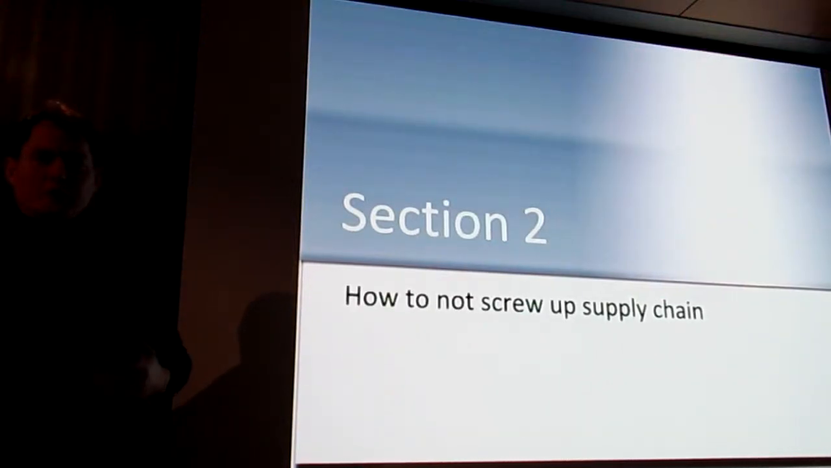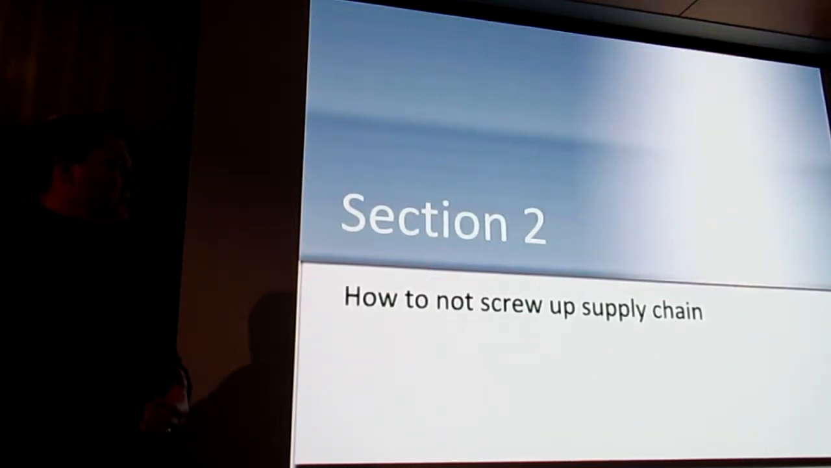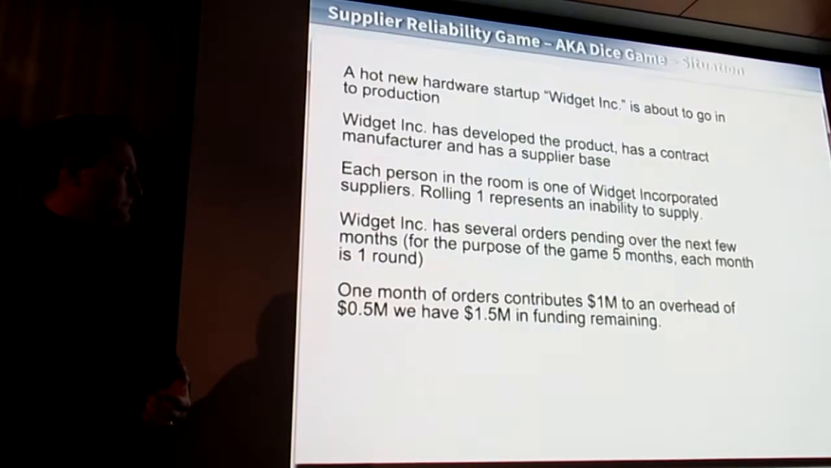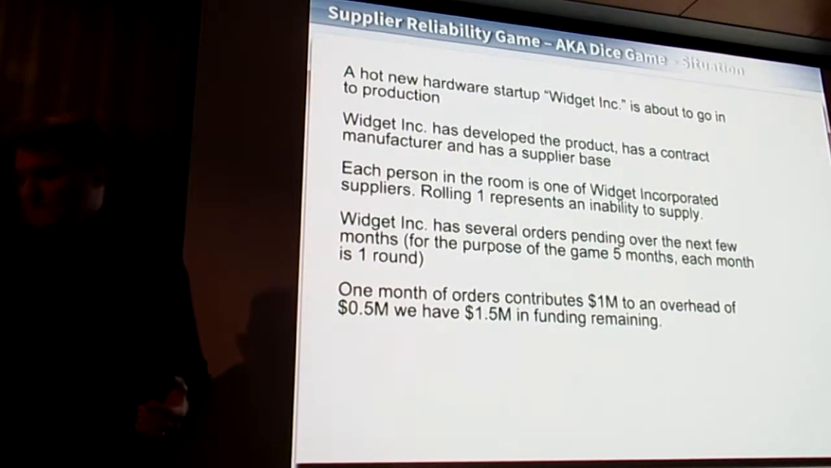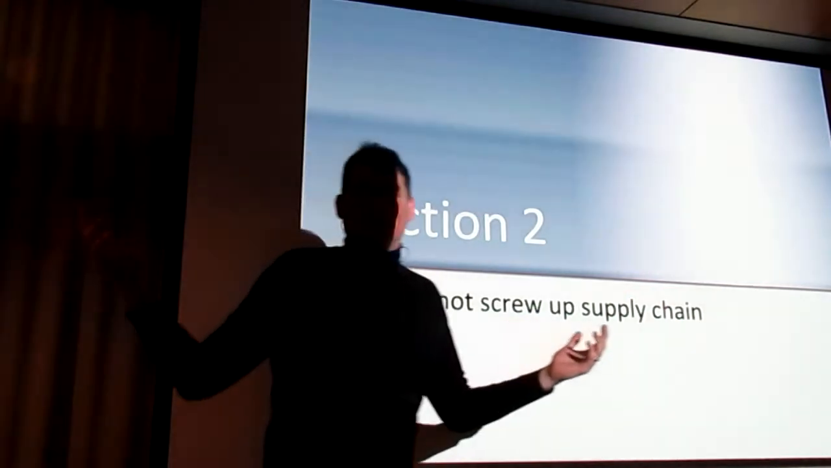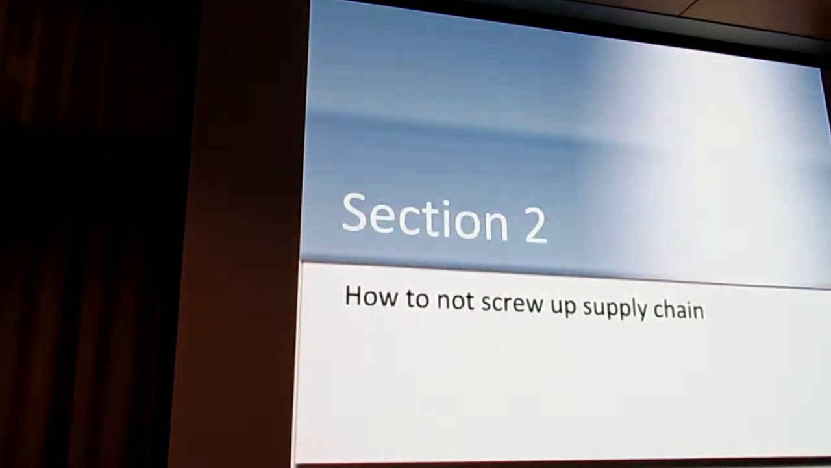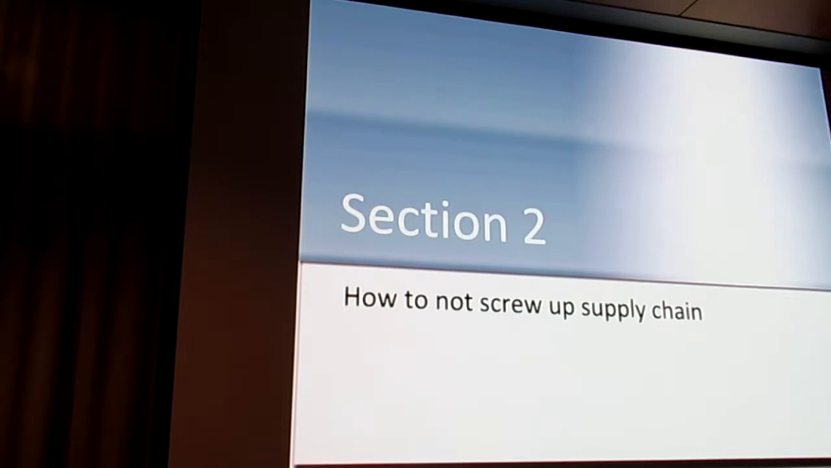And so we're going to talk a little bit about how to not screw up supply chain. So we're going to play a game. Anybody here like games? The way that this game works is that you each get to be a supplier, or get to pretend to be a supplier to Ubiquity Robotics.